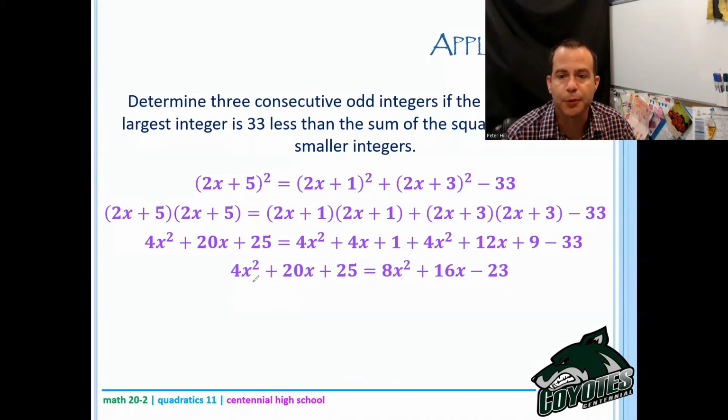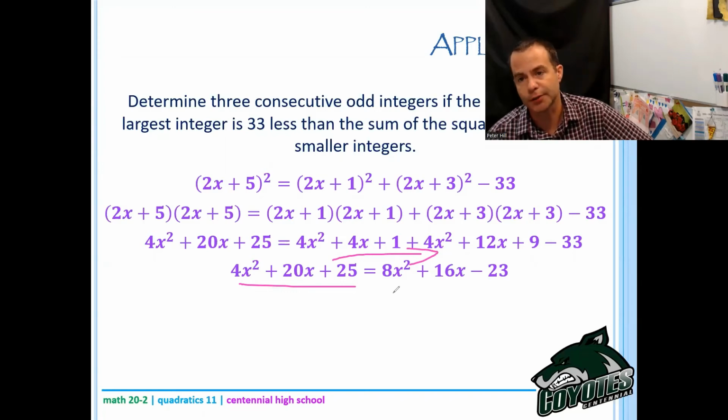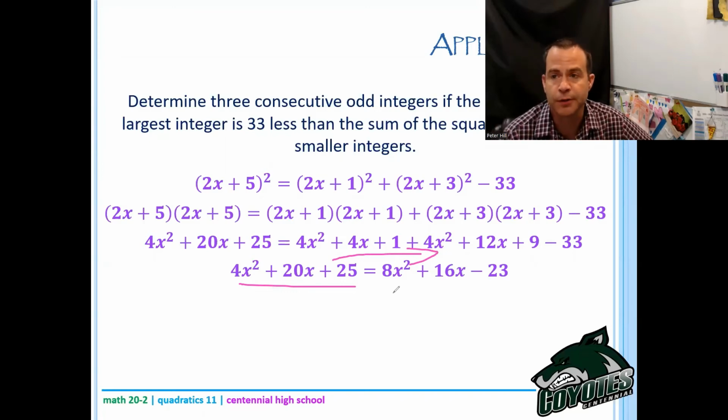Now I'm going to bring these guys over to the other side. So essentially I'm going to subtract 4x from both sides. That's going to leave me with 8x squared minus 4x squared, which will leave me with 4x squared.